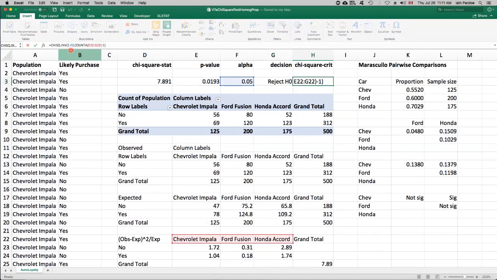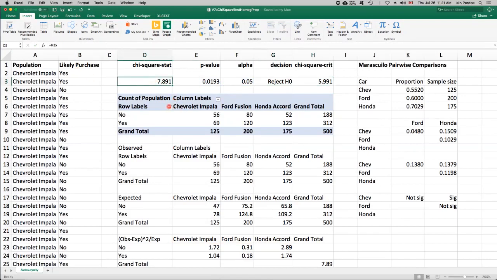So for a tail area of 0.05, the chi-squared critical value would be 5.991. So the decision criteria is if the chi-squared statistic is in the rejection region to the right of this, then reject the null hypothesis. So again, the conclusion is reject the null hypothesis.